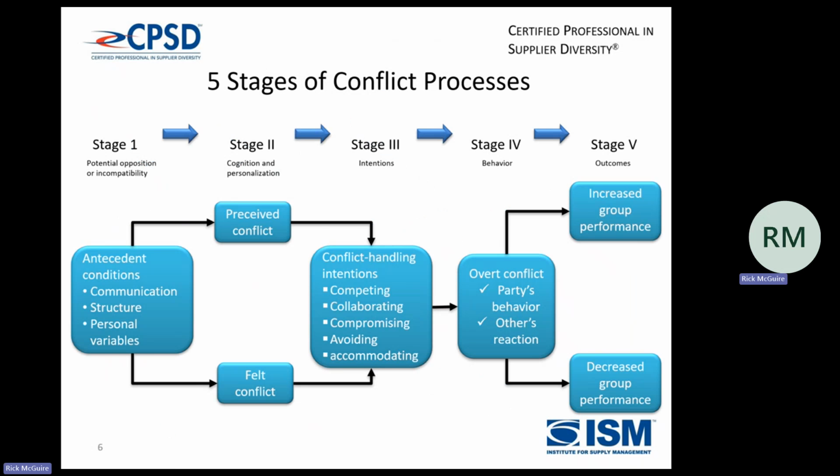Here's another conflict model. Potential opposition and compatibility in stage 1: communication, structure, personal variables. Stage 2 is cognition and personalization, so a perceived or felt conflict. Stage 3 is conflict handling: competing, collaborating, compromising, etc. Stage 4 is the overt conflict, parties' behavior, others' reaction. And then stage 5, you either get increased or decreased group performance due to the overt conflict.